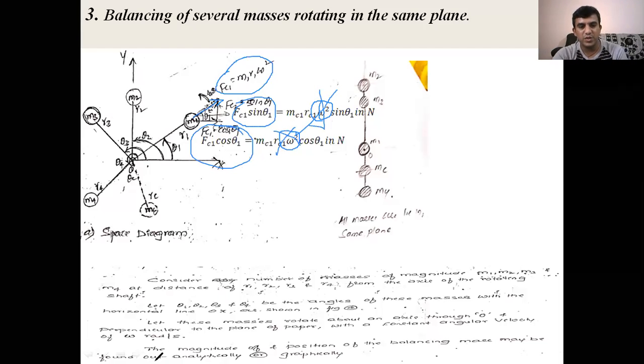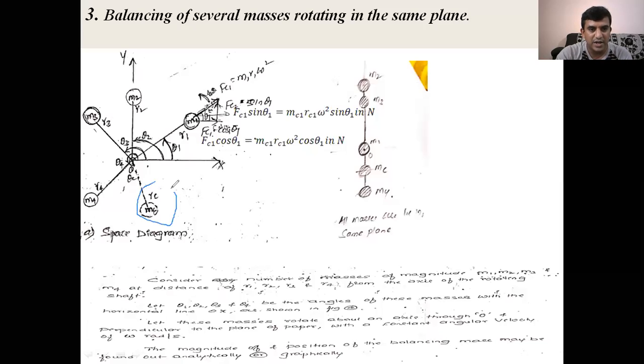Now this is the explanation for several masses rotating in the same plane. Then how do you make it balance? How do you get the counter masses, the radius of rotation for the counter masses, and the orientation with respect to the x-axis? These are the unknowns we should determine here. So the quantity means the magnitude, direction and its orientation. How to determine? There are two techniques: one is the analytical method, another one is the graphical method. First we will discuss the analytical method.